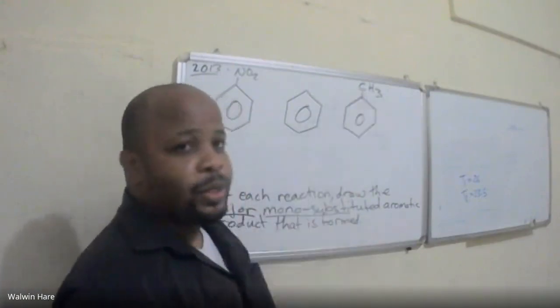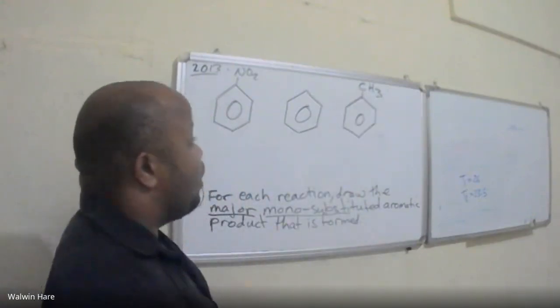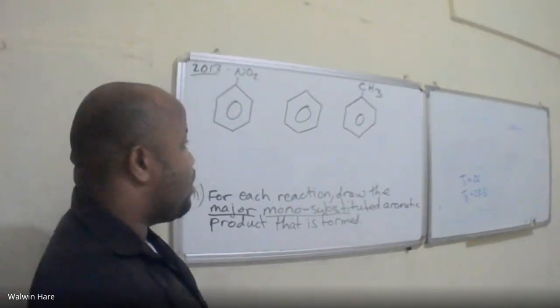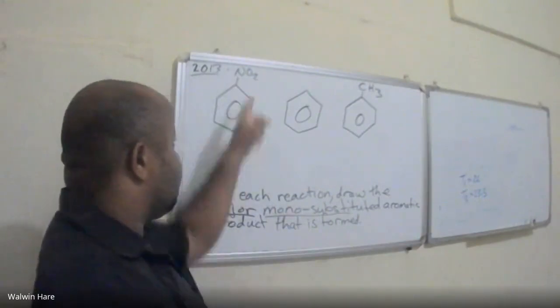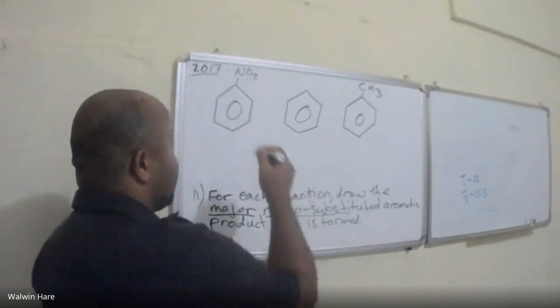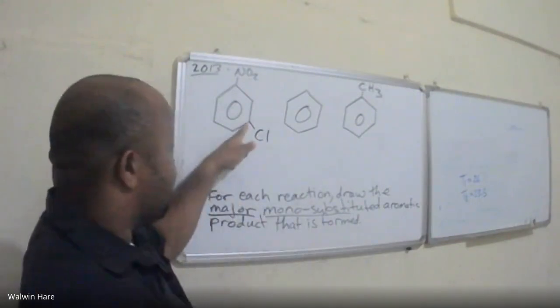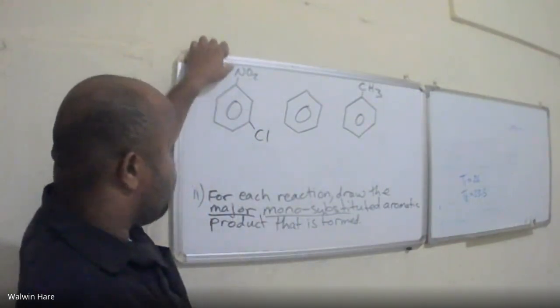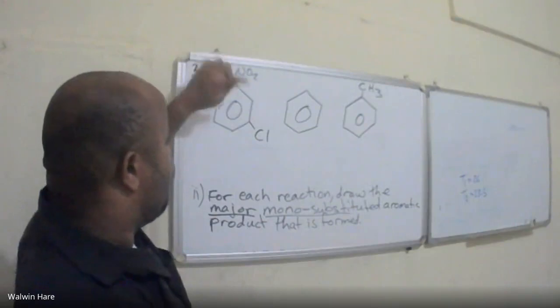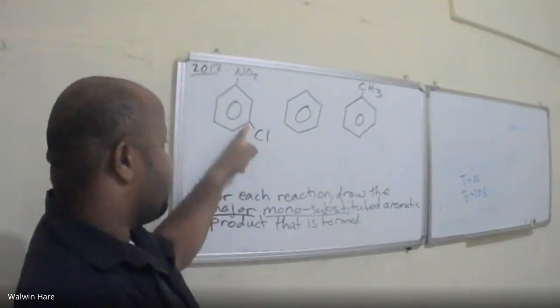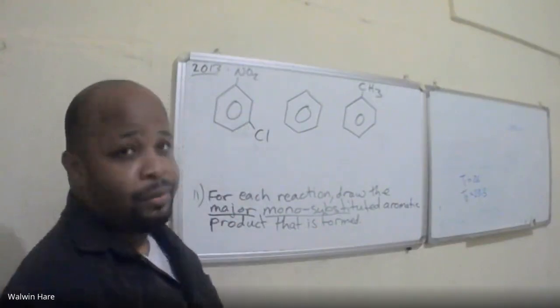The methyl group is an activating group, and so the activating groups are ortho para directors. NO2 is a deactivating group and a meta directing group. So it will direct the chlorine atom to the meta position.